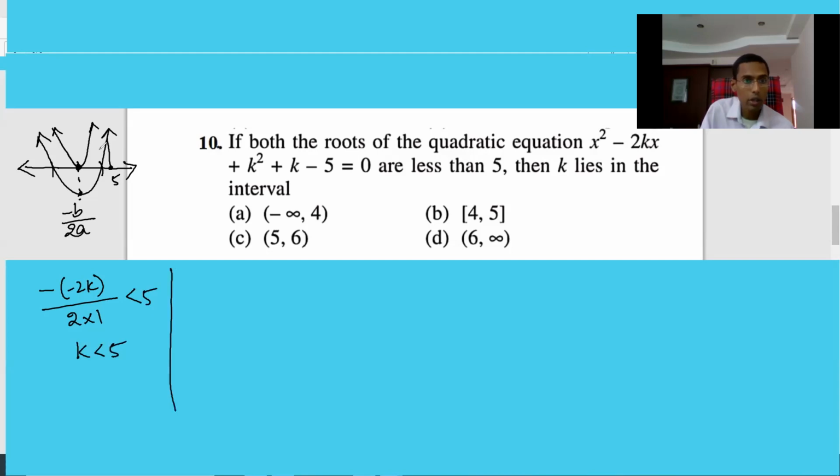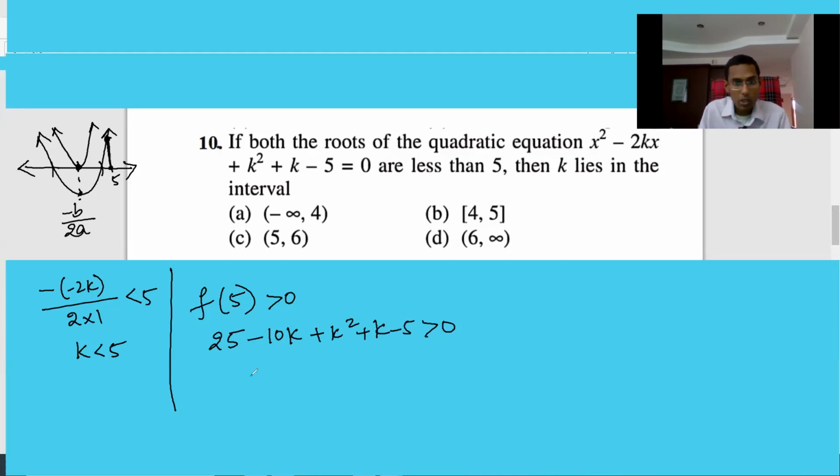And another thing is what? F of 5. That means in this expression, because this is the expression, if you substitute 5, f of 5. So f of 5 is what? Greater than 0. What is f of 5 here? It is 25, 5 square 25 minus 10k plus k square plus k minus 5 greater than 0. That means what you get here? K square minus 9k plus 20 greater than 0. That implies what you get is k minus 4 into k minus 5 is greater than 0.